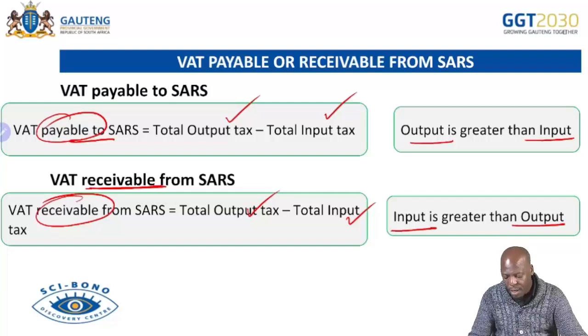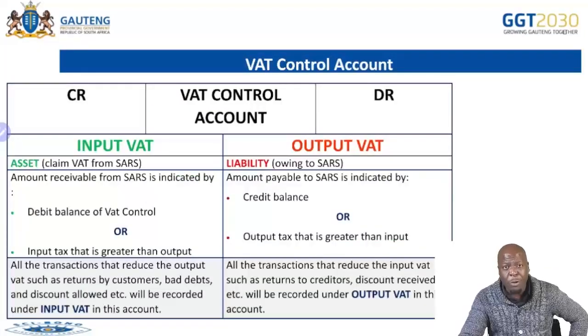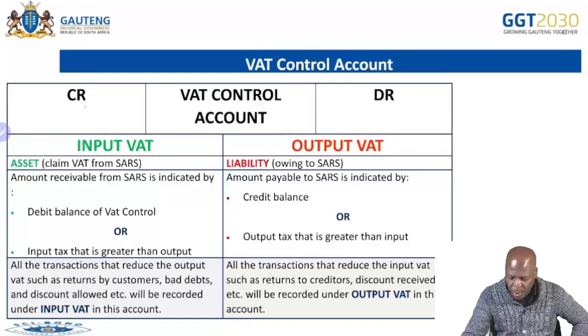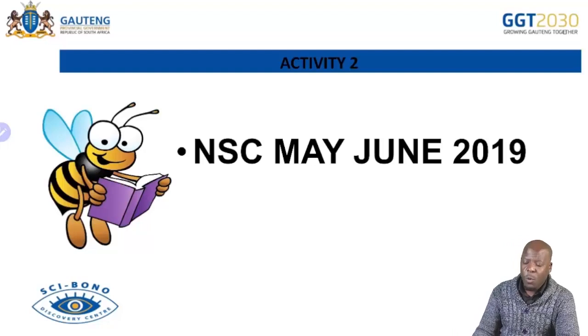If your input is greater than output, it is receivable. I want us to quickly have a summary of a VAT control account. This is our VAT control account. Remember what we did on the debit side as well as on the credit side. We're going to do this question.